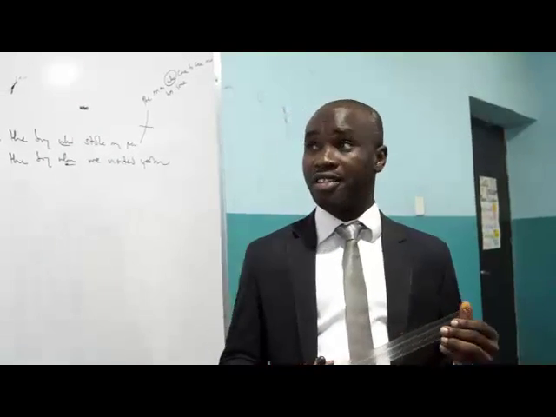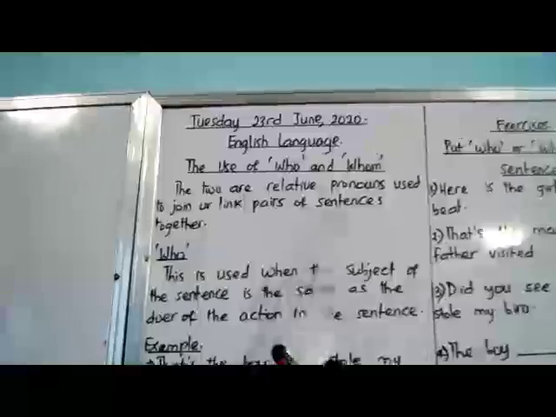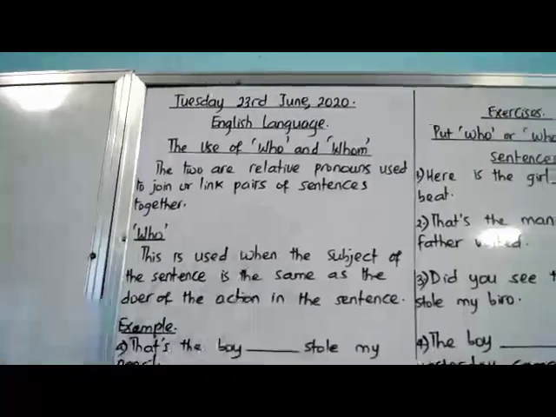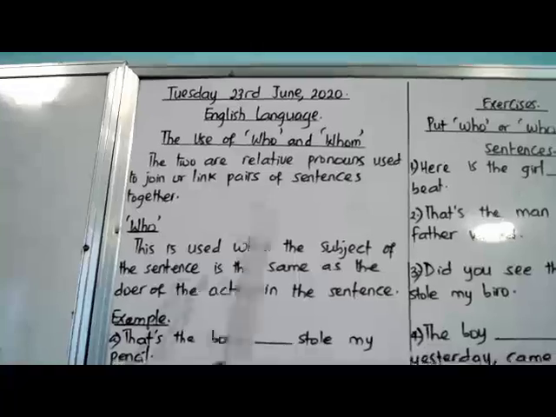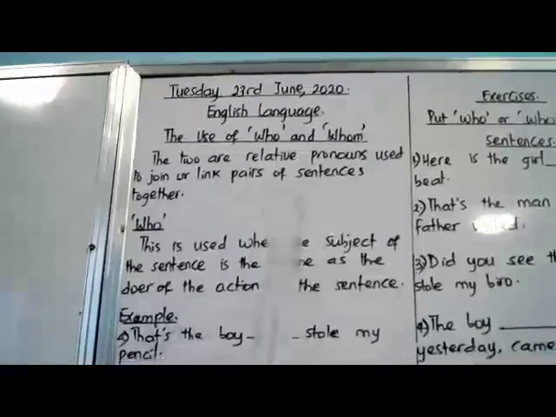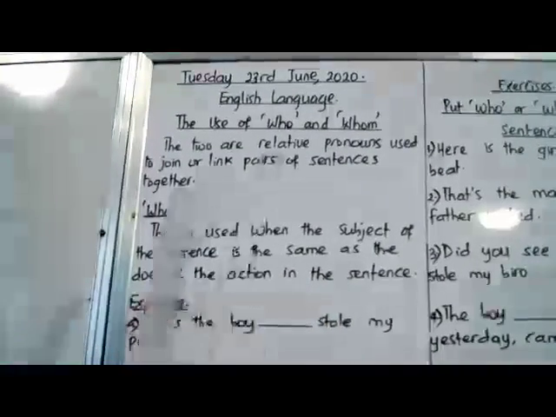This morning we are looking at the use of who and whom. Now, these two are examples of relative pronouns that are used to link or join pairs of sentences together. Other relative pronouns we have are like which, like whose, like that, and so on and so forth. We are this morning just concentrating on the use of who and whom.